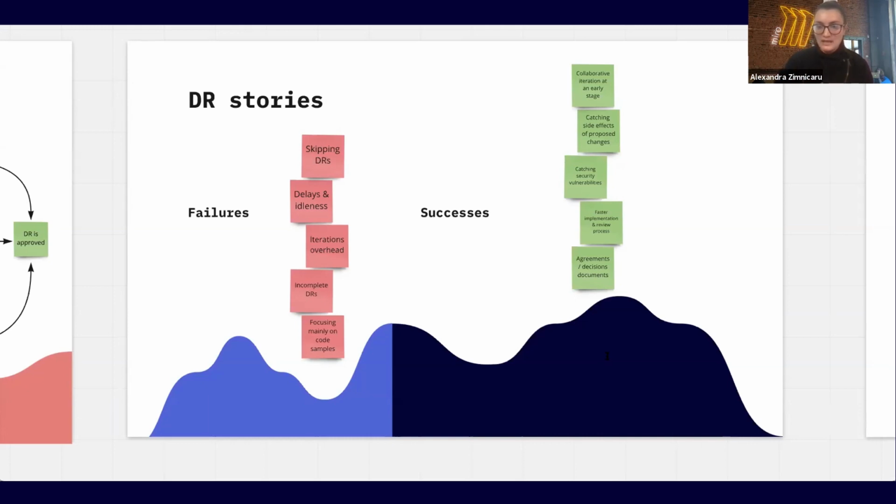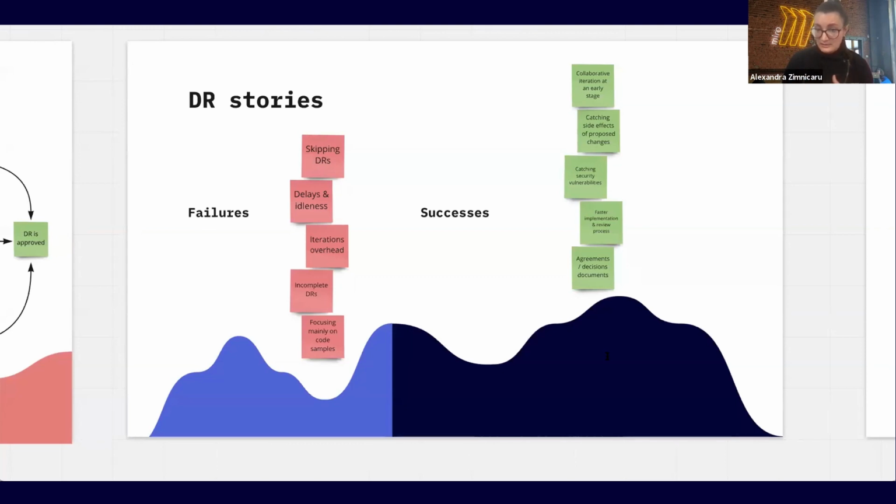So these are the most common cases of failures, but on the bright side, we also have stories of iterating on solutions and improving them considerably with the component owner's perspective and expertise, catching side effects of proposed changes at an early stage, catching security vulnerabilities, because often we add not only component owners, but also expertise teams like the security teams to review. We've also experienced that although the DR process can introduce delays, it can also save time later on in the implementation and review stages.